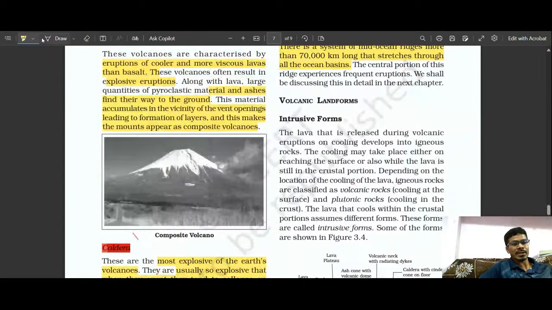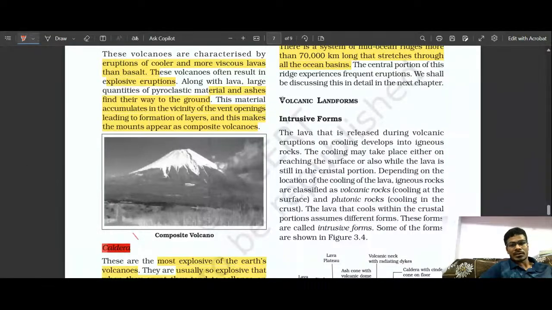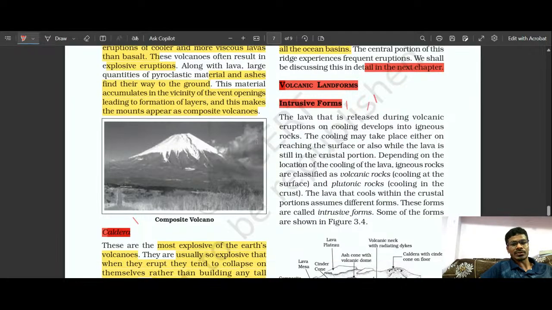Another topic is volcanic landforms. We have two major types of landforms. One is intrusive landform, another one is extrusive.